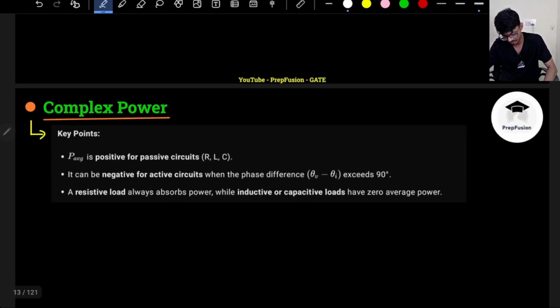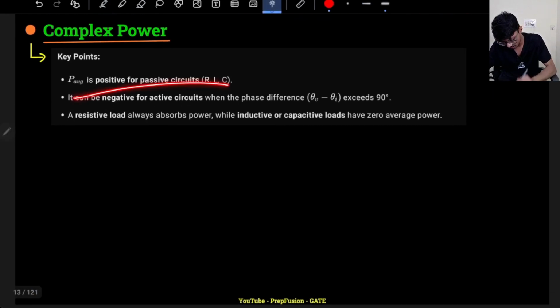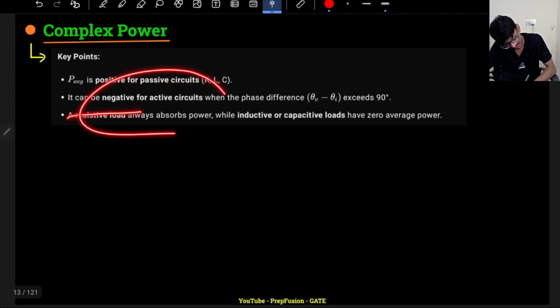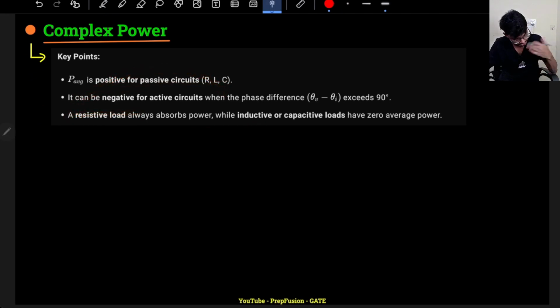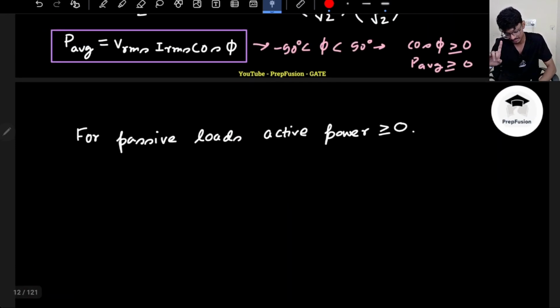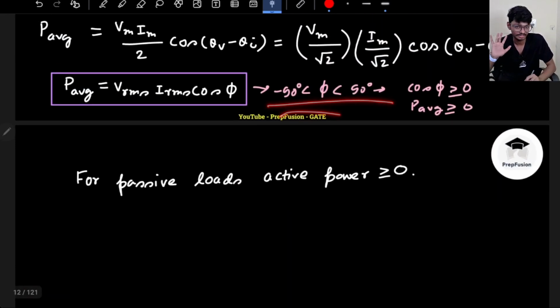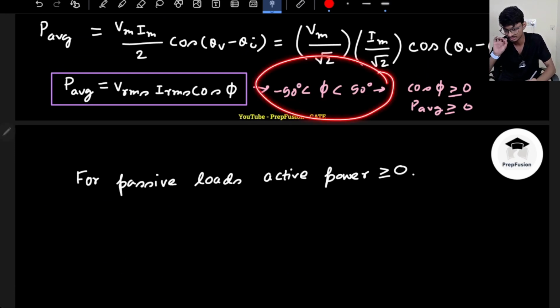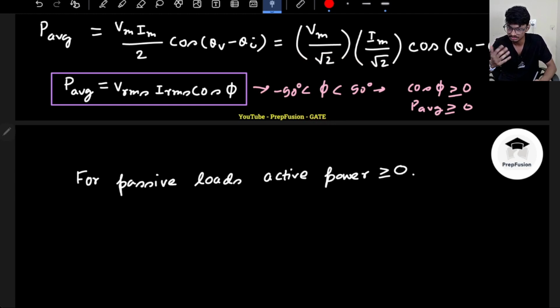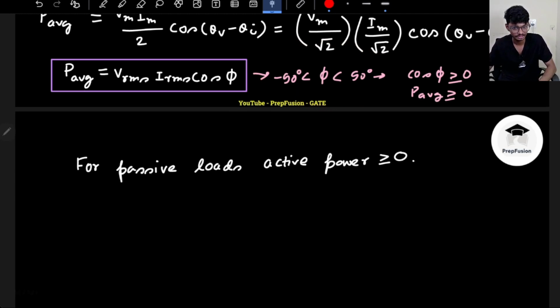Okay, so that is what I have written in the key points. P average is positive for passive circuits. It can be negative for active circuits. We'll see that as well. If theta v minus theta i exceeds 90 degrees, that is only possible for active circuits. I will not explain here why the range of phi is like this. All the basics have been cleared very well in the phasor diagram. If you are not able to understand, please go back and watch the previous lectures.